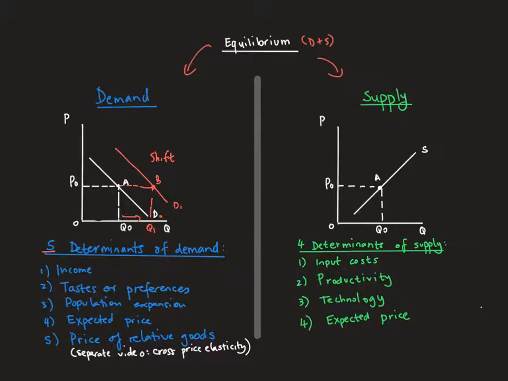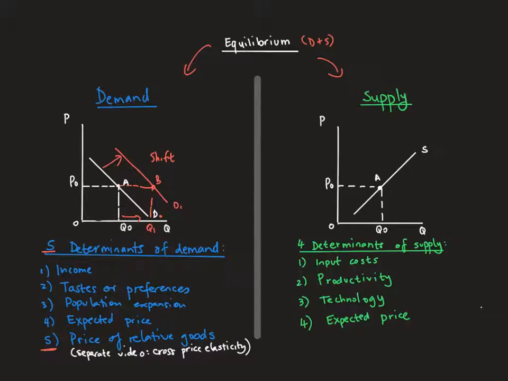The difference between a move along and a shift is that external factors shift your demand curve, whereas price is the only variable that causes a move along the curve. Don't forget the last one, which is listed here, number 5, is shown in a separate video called cross-price elasticity.